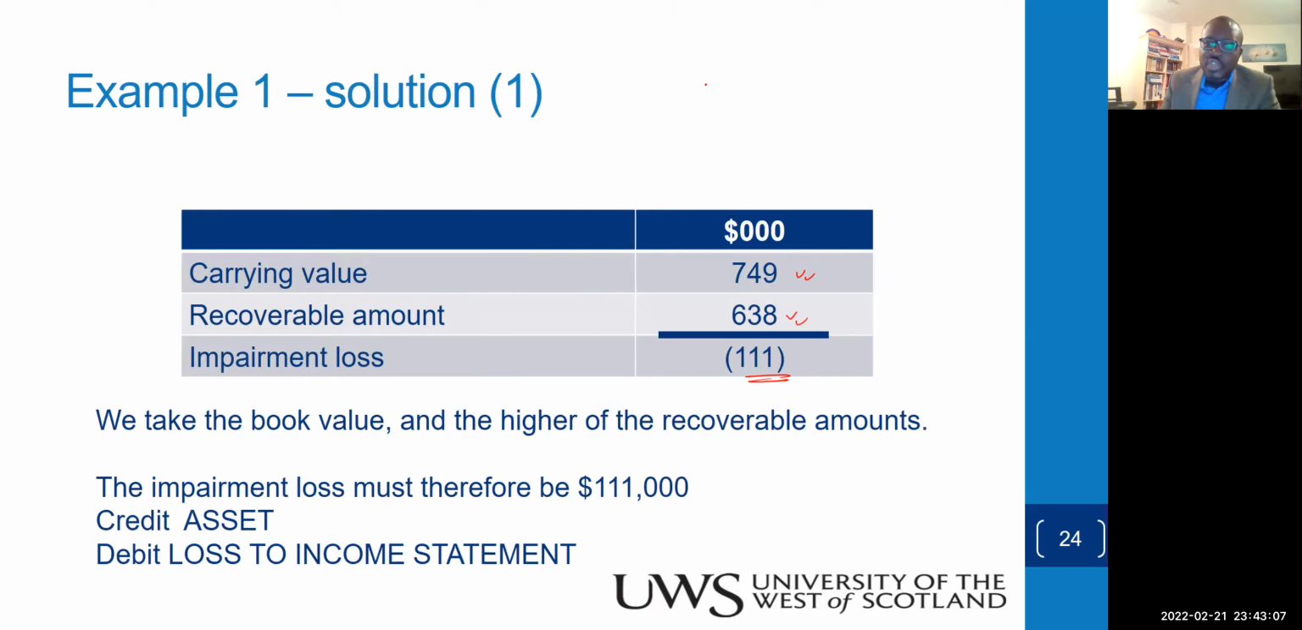Assuming the surplus was, let's say, 110, we knock the 111 off. The left is still 1. So the whole of 110 should go off to the revaluation surplus, and then the extra 1 should go to the profit and loss. But here, we are not told that, so we just assume that there's no revaluation surplus. Instead, the whole of this 111 is charged to the profit and loss, and the corresponding entry goes to reduce the asset value in the books.